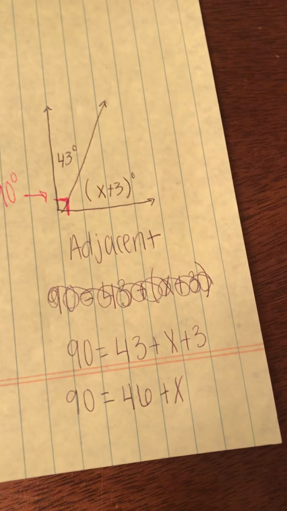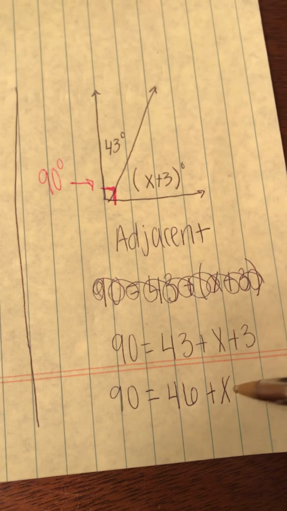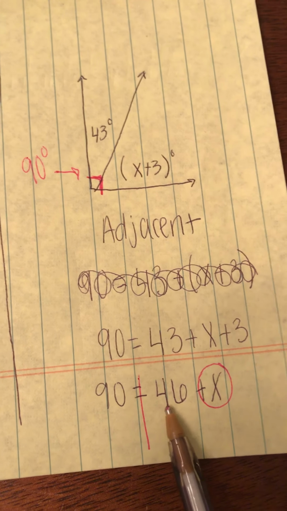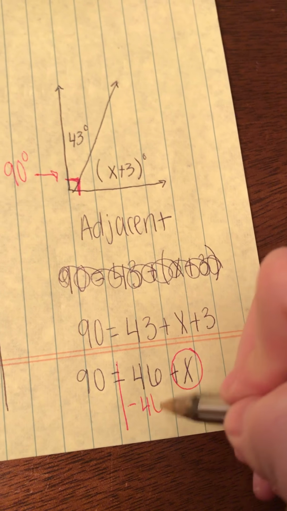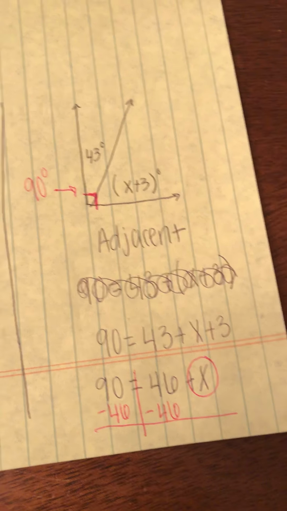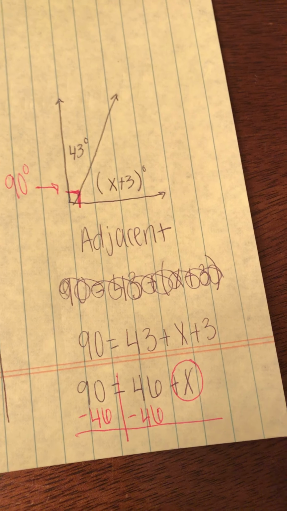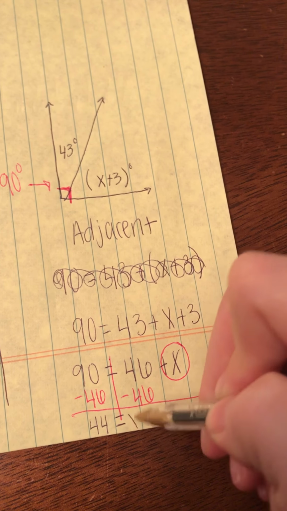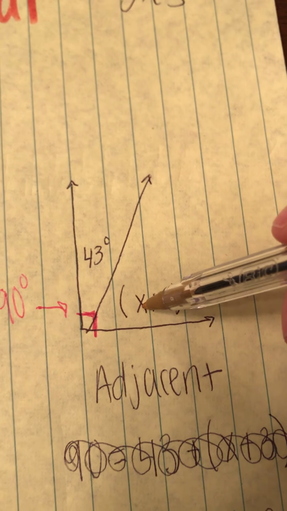And just like before, I'm going to rewrite everything I did not use. I'm going to circle my variable, draw my line. This is a positive 46, so the inverse operation to that is minus 46. 90 take away 46 is going to give you 44. So that means that x right here is 44.